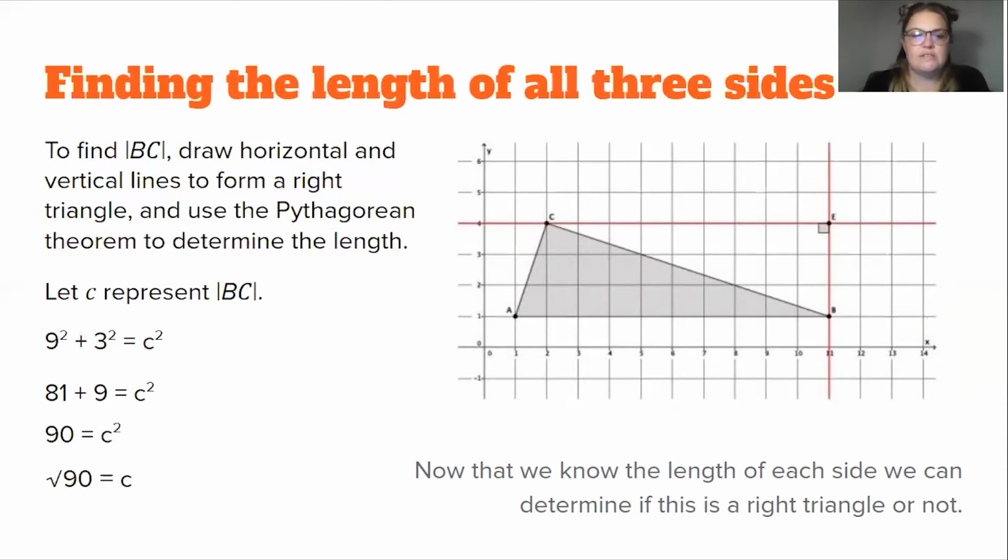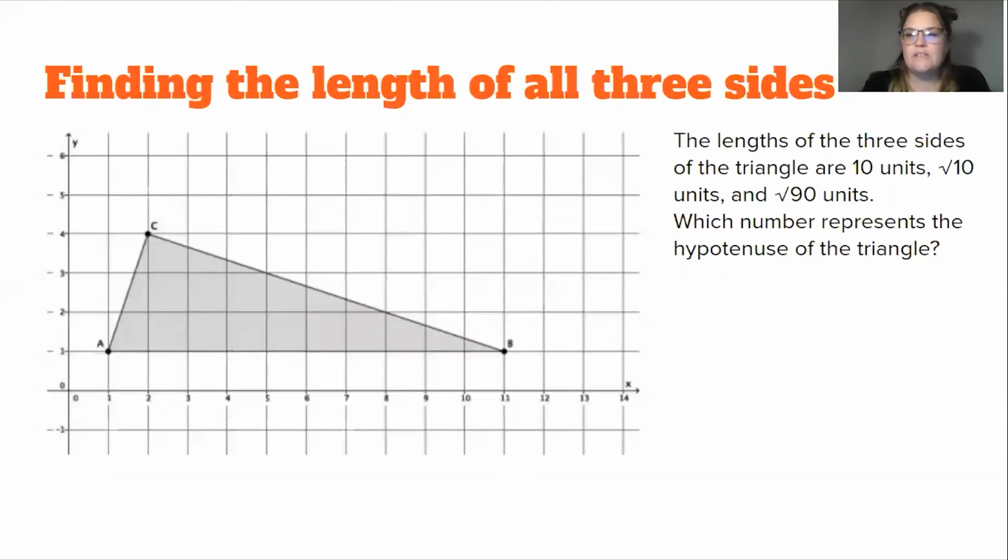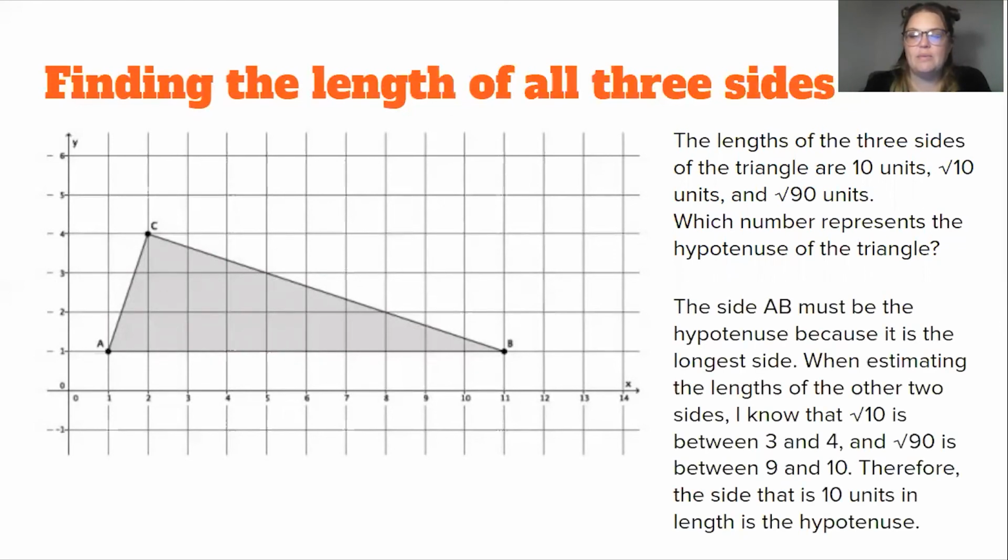So let's look at these values. The lengths of the 3 sides of the triangle are 10 units, square root of 10 units, and square root of 90 units. Which number here represents the hypotenuse of the triangle? The side AB must be the hypotenuse because it is the longest side. We know that from our rules that follow the Pythagorean theorem.